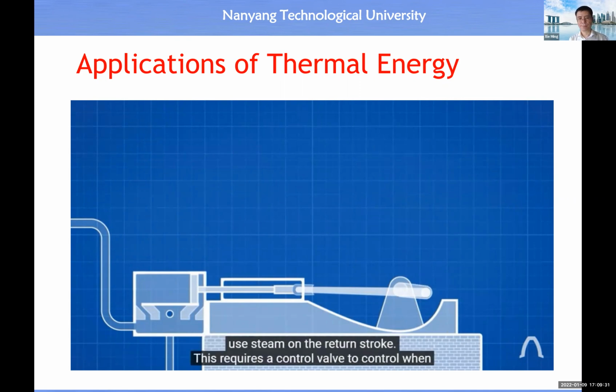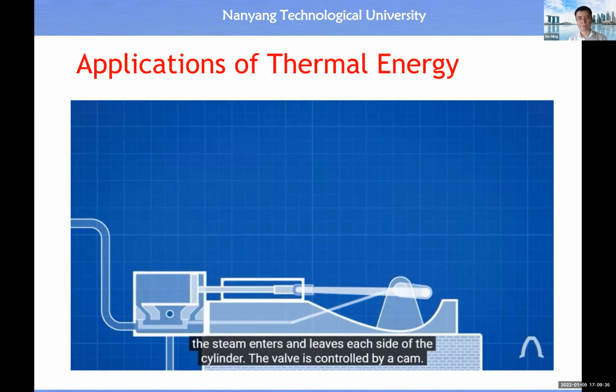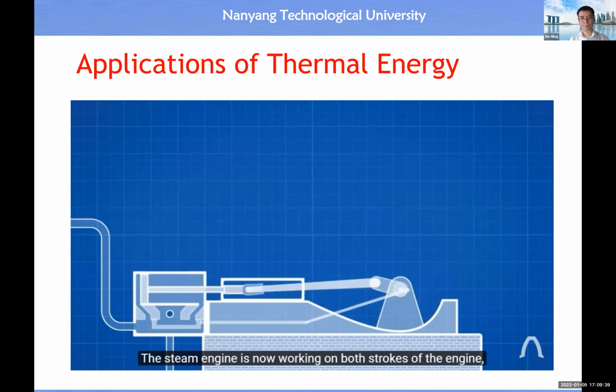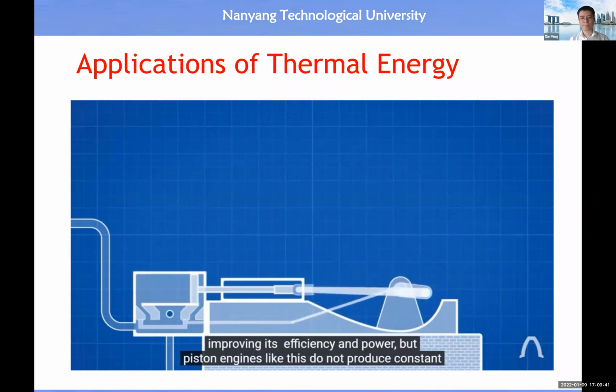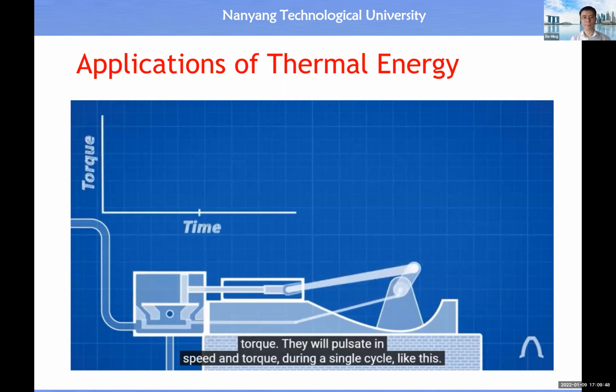This requires a control valve to control when the steam enters and leaves each side of the cylinder. The valve is controlled by a cam. The steam engine is now working on both strokes of the engine, improving its efficiency and power. But piston engines like this do not produce constant torque. They'll pulsate in speed and torque during a single cycle, like this.